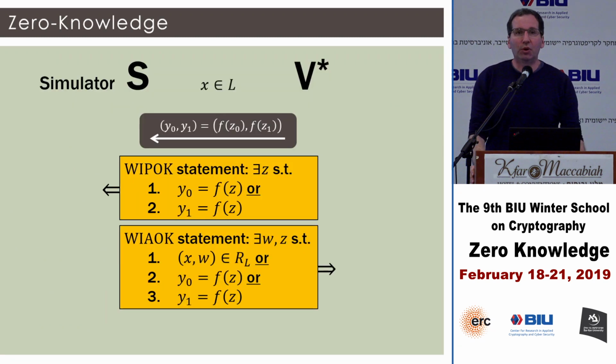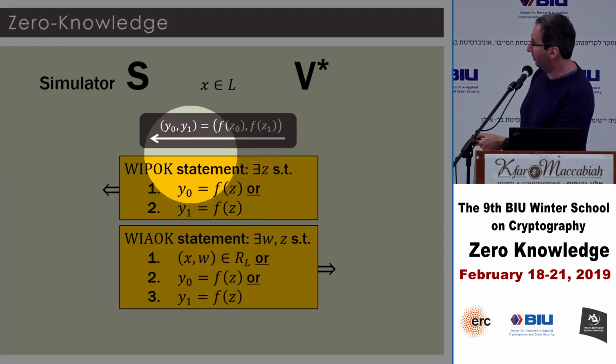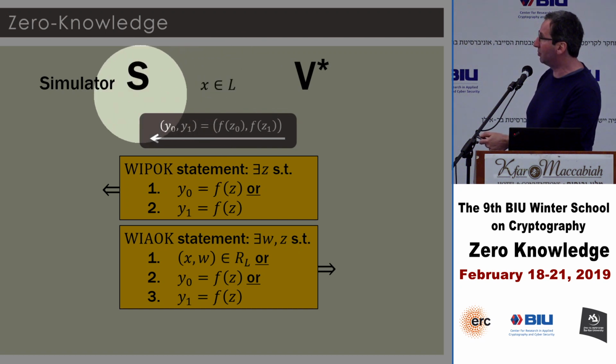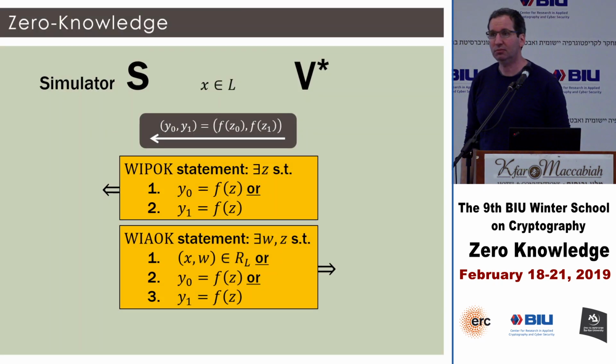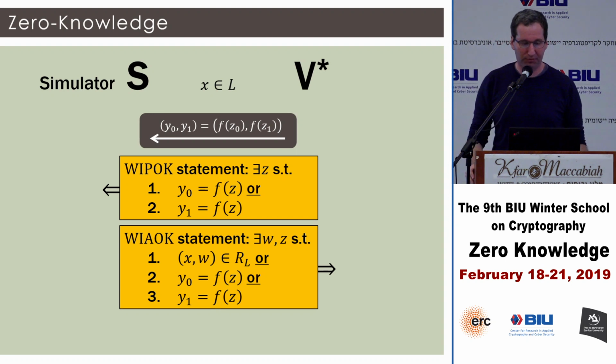Okay, so now we proved that it's complete and it's sound. Let's see why it's a zero-knowledge argument, a statistical zero-knowledge argument. So now let's think of the simulator as playing the role of the prover for X in the language, but the simulator doesn't know a witness for X. You'll have to find some way to cheat the verifier without knowing the witness. So what will the simulator do?